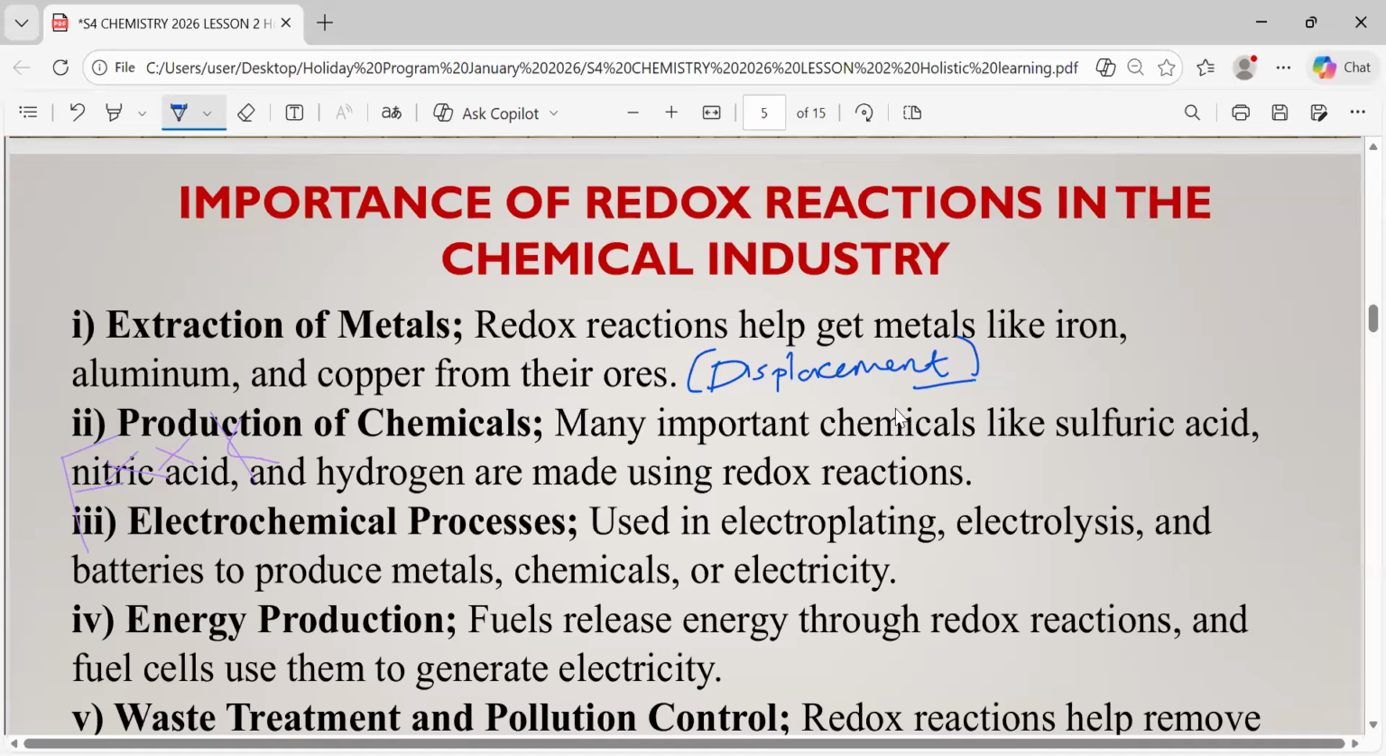And we see that even those displacement reactions are redox reactions because they involve change of oxidation states. That's why today we're going to look at oxidation states so that we can understand what an oxidation state is and how it can help to identify redox and non-redox reactions.